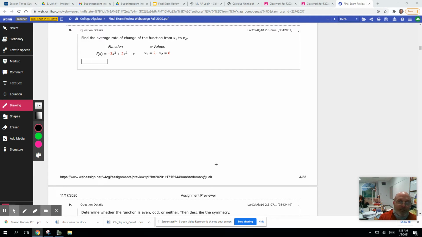So recall that the average rate of change between 2 points on the graph is going to give us the two y values. So it's f(x2) minus f(x1) over x2 minus x1. That's how we find the average rate of change. So we need to find f(x2), which is going to be f(8).